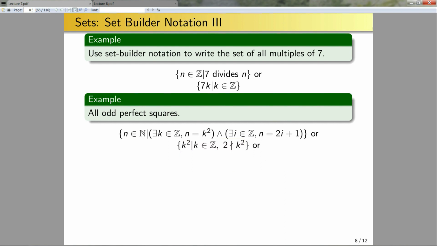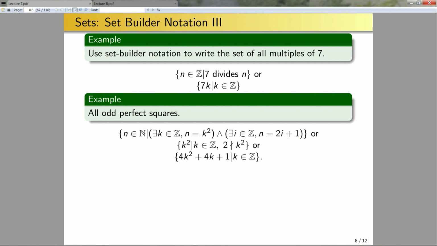So pause the video for a second and see if you can think of a way to include this set here to the left-hand side. Okay, well, I know if 2 doesn't divide k squared, then I know this k squared has to be of the form 2n plus 1. So what I can do is simply plug this 2i plus 1 into this k squared, expand it out, and lo and behold, I get this set.